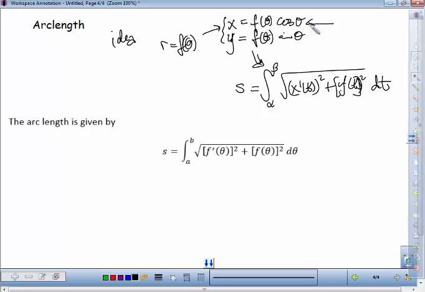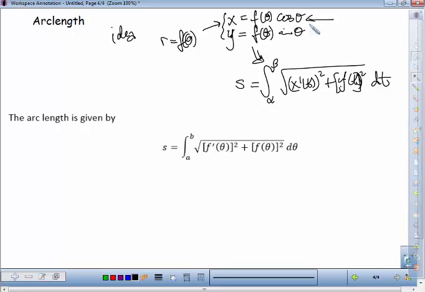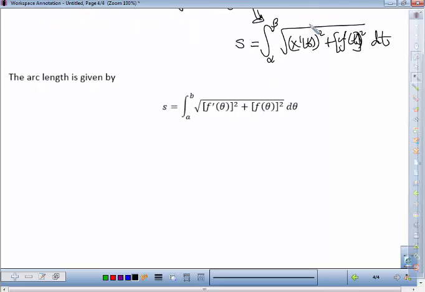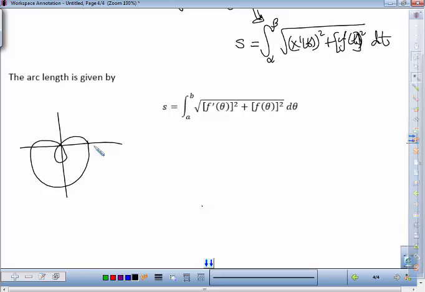All right, so let's do an example. Let's say, oh, you know what? The one that we were doing, the cardioid, no, the limaçon. Let's take a look at that. But just to make things a little bit more interesting, let's find the length of not the whole thing, but just that little loop.